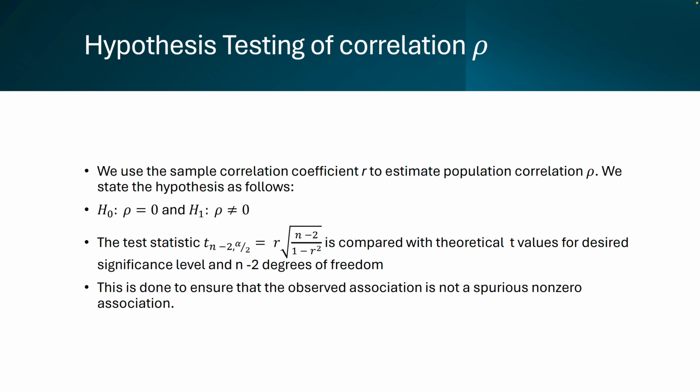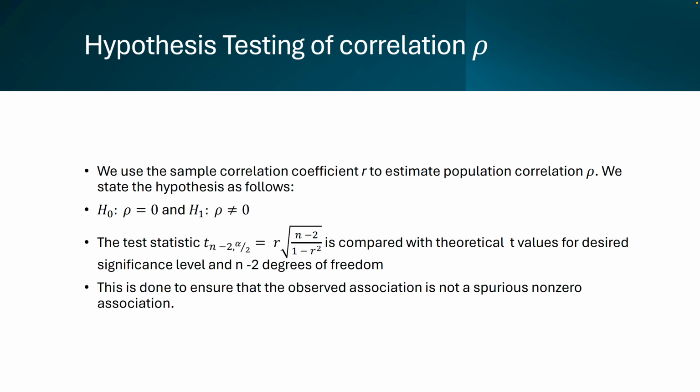So once we have estimated our regression model and computed our correlation coefficient, we need to test whether the values observed from the data are just spurious non-zero values and the correlation is 0, or there is indeed an association between x and y. So we do the hypothesis testing using the null hypothesis rho equals 0 and the alternate hypothesis rho not equal to 0.